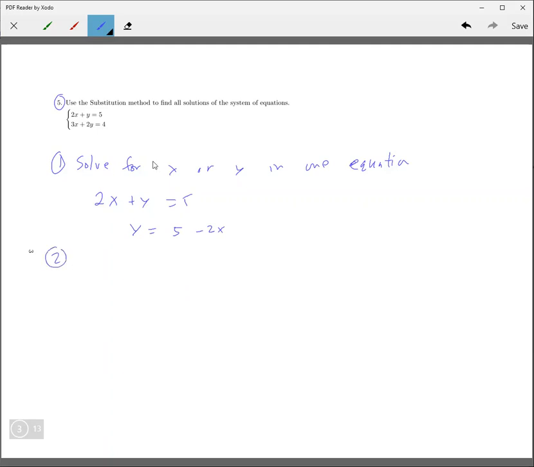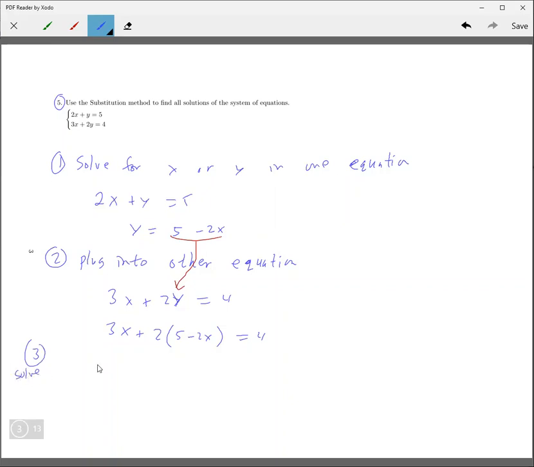Okay, so I've done that. I've solved for y. And number 2 is you plug or substitute into the other equation. So the other equation is 3x plus 2y equals 4. And what I'm going to do is take this quantity and plug it in for the y. And that's going to give me this. And then third, I'm going to solve that equation. That's because now I only have one variable. That's the idea.